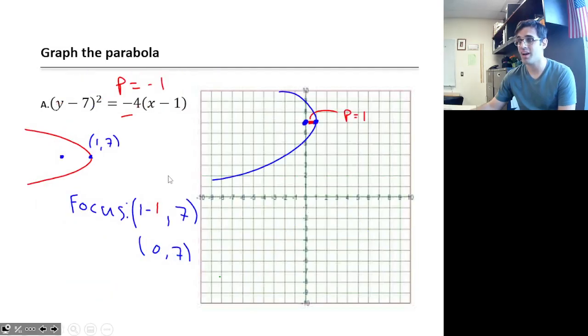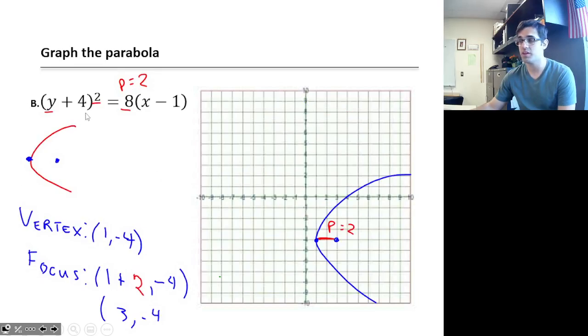Here's an example with y squared. So y squared means it's going to be opening left or right. Because our p-value is negative, it's going to open left. Our vertex is at 1, 7. So 1, 7 is right here. Since it opens left and our p-value is -1, we're going to go 1 to the left, and that's going to be where the focus is.